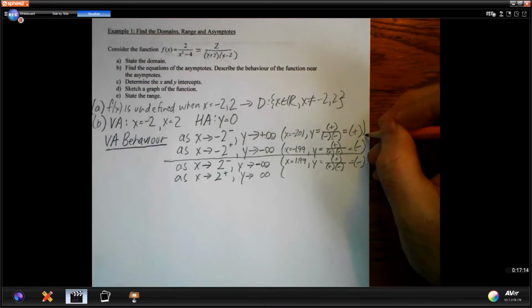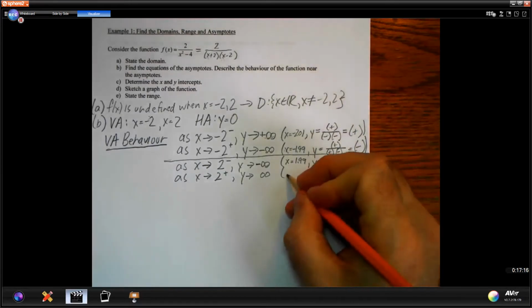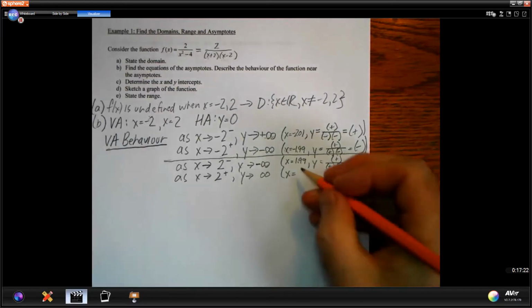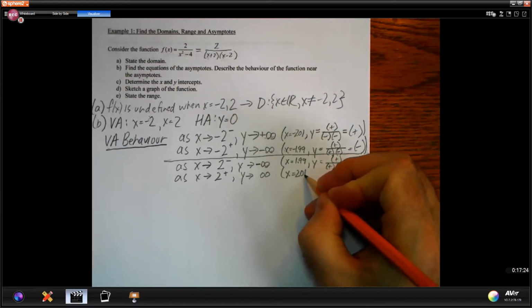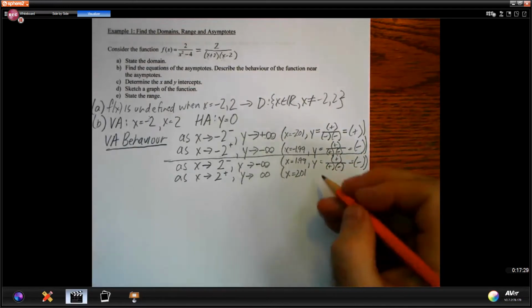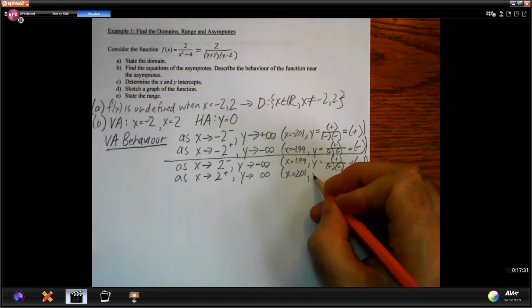Okay, we're going to do the exact same thing now from the right side of 2. So what number is slightly bigger than 2? Well, I just always use increments of 0.01. So 2.01, we plug that in.